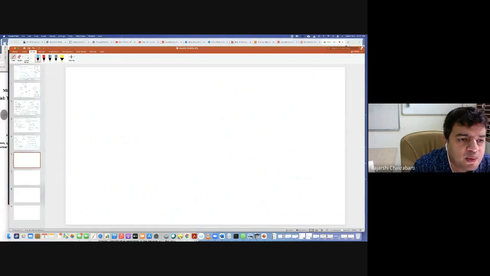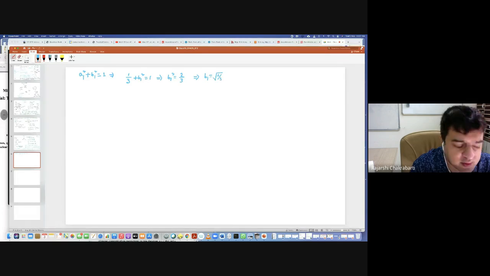Now you know that a1 I have chosen as 1 by root 3, and you know a1 square plus b1 square for phi 1 is equal to 1, and a1 square is 1 by 3, plus b1 square equal to 1. This basically means b1 square is 2 by 3, and let us take b1 to be root over 2 by 3. It's clear?